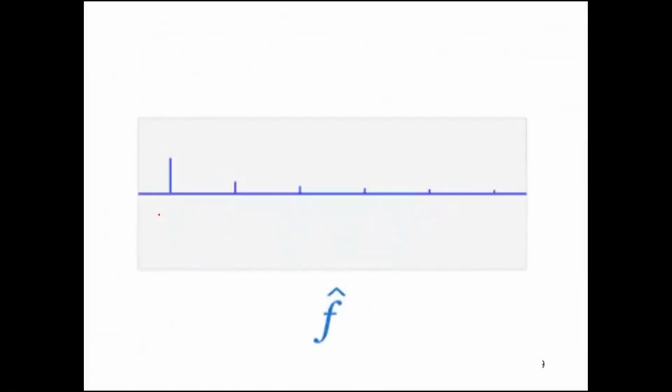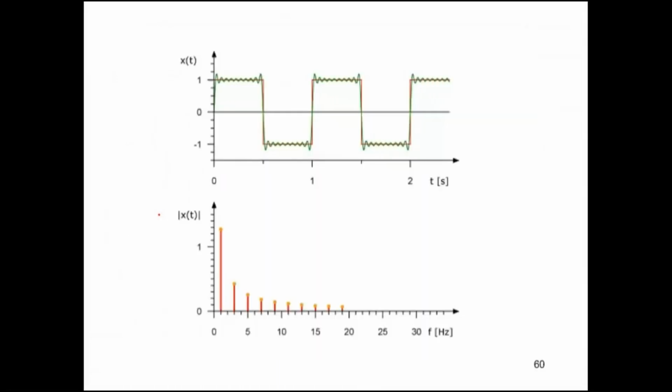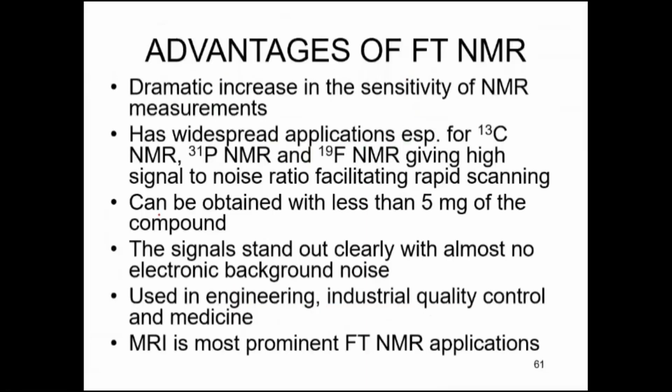Okay, so this is frequency domain. Another representation, how if you go on adding the wavelength, go on adding the waves, what will be the resultant of it. So what are advantages of FT-NMR? See, it increases the sensitivity very high.